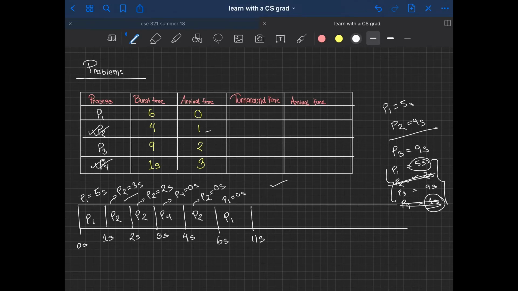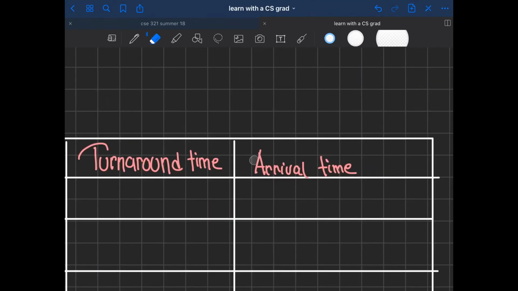Next up, we only have P3. P3 has 9 seconds. So P3 works for 9 seconds, which makes it a grand total of 20 seconds. And P3 has nothing remaining anymore. Now let's try to find out the turnaround and the waiting time.